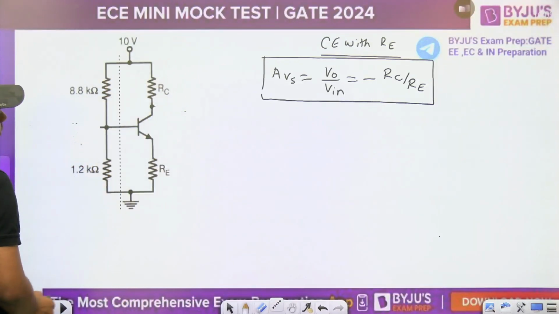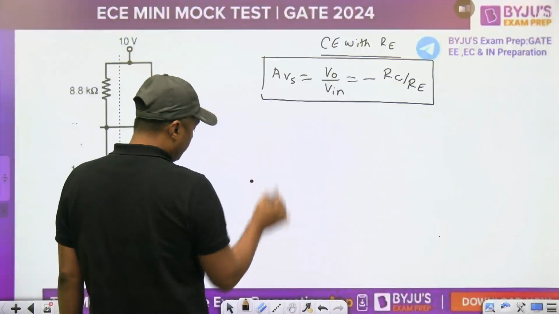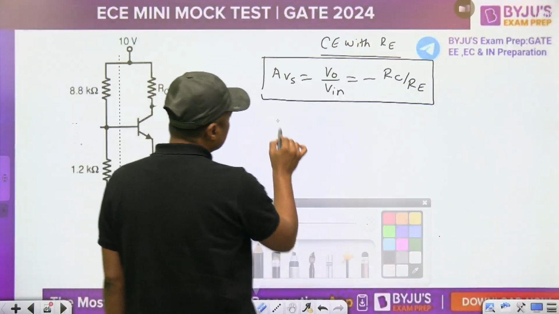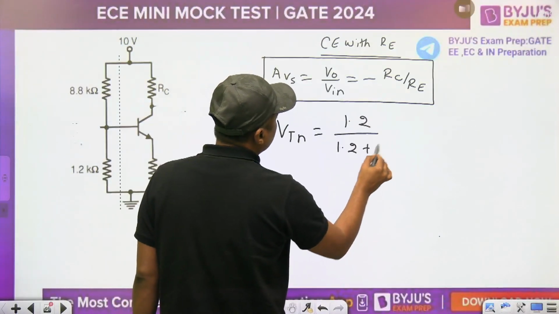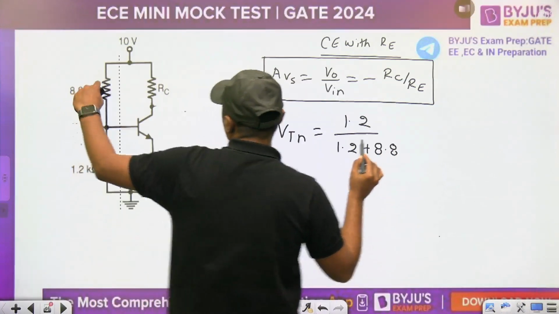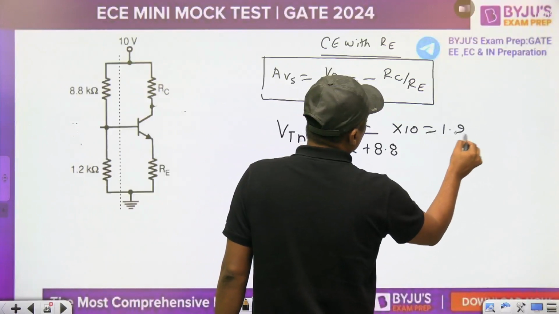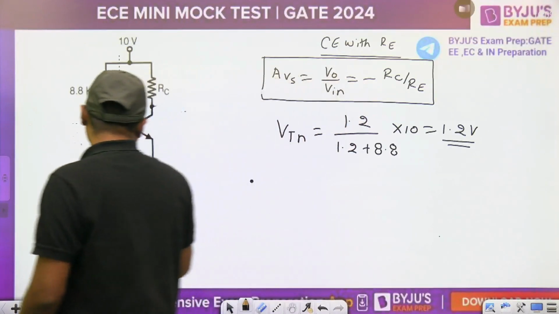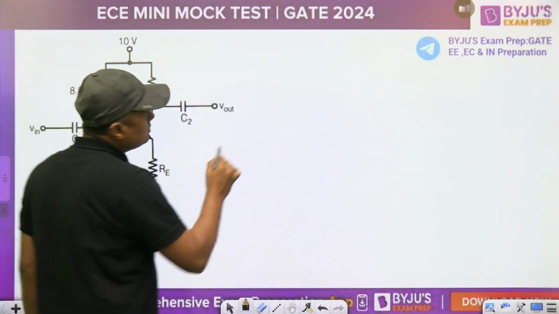Cut this point. What is the drop across the 1.2 kilo ohm? Drop across the 1.2 kilo ohm is VTH, 1.2 divided by 1.2 plus 8.8. This is R2 upon R1 plus R2 into 10. Then it will become 1.2 volt. No need to find the RTH, that is R1 parallel with R2, because beta is very, very large and base current is 0.